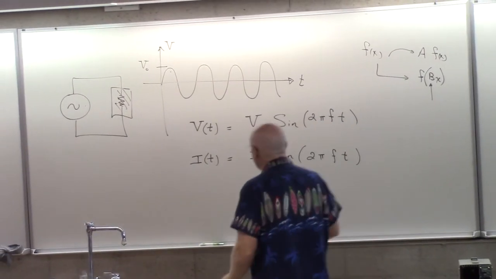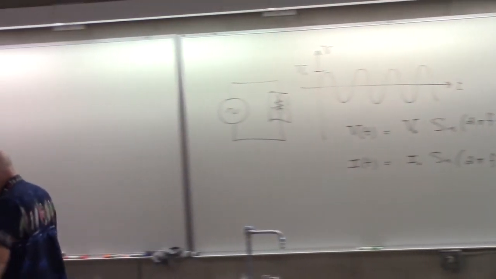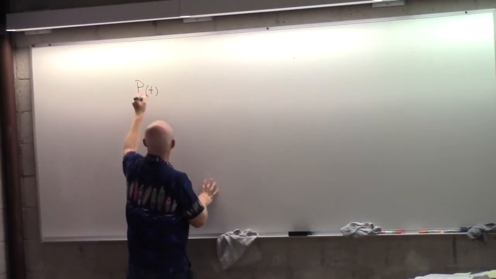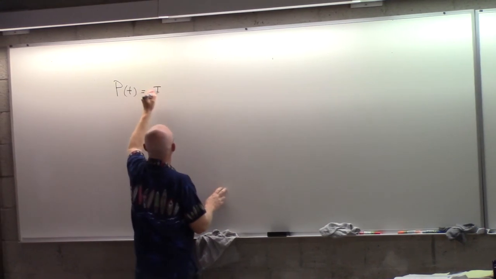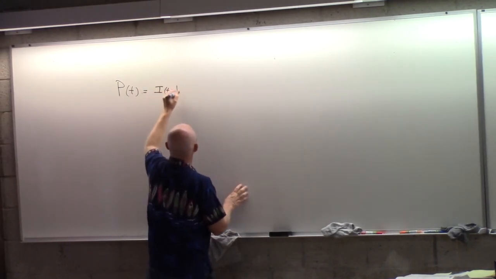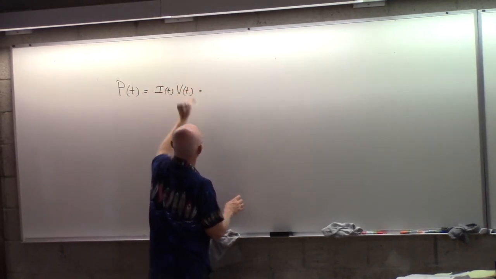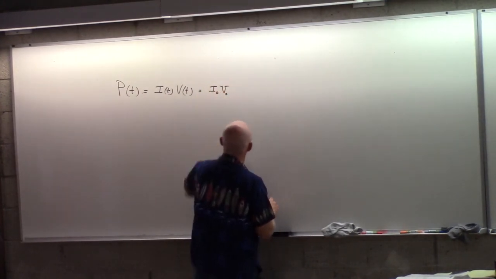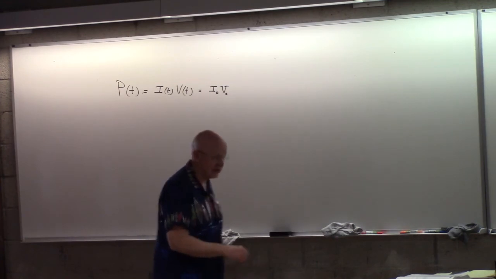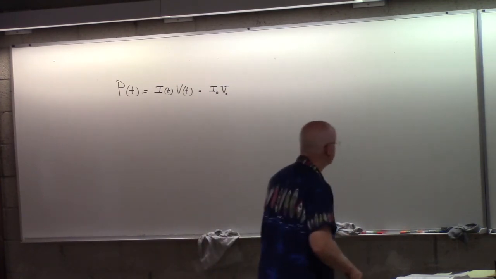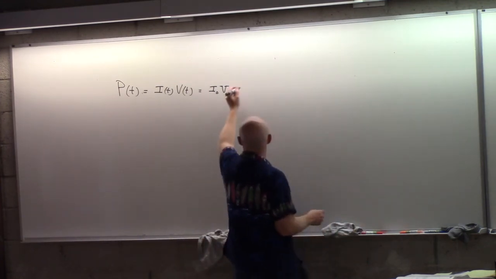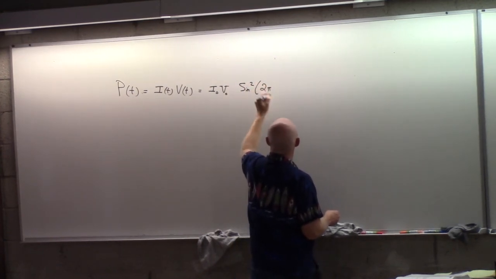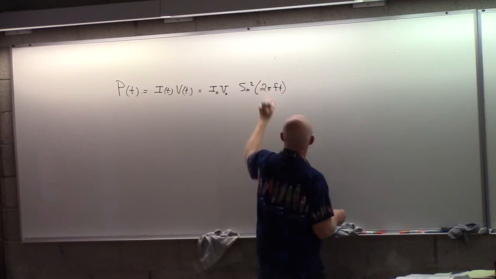Okay, so if I then say, how much power do I get? Then you can see that the current is changing and the voltage is changing. And so you would have the initial current, or I should say the amplitude of the current, times the amplitude of the voltage. And then you would multiply the two together and you would have sine squared of 2 pi f t.